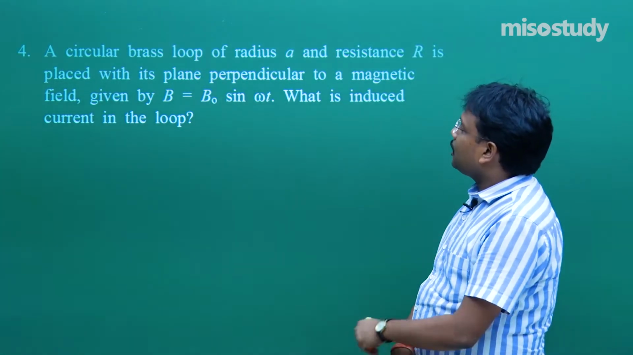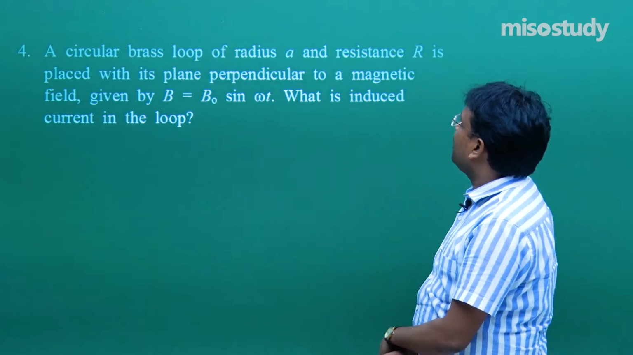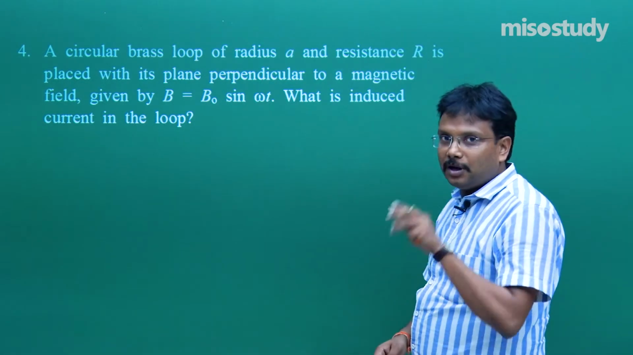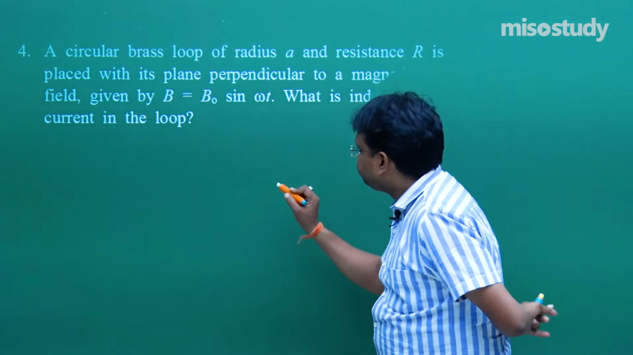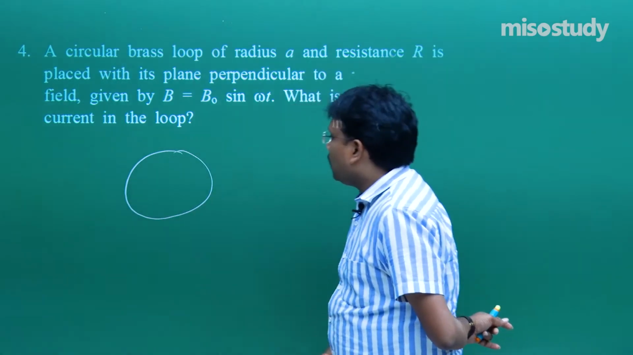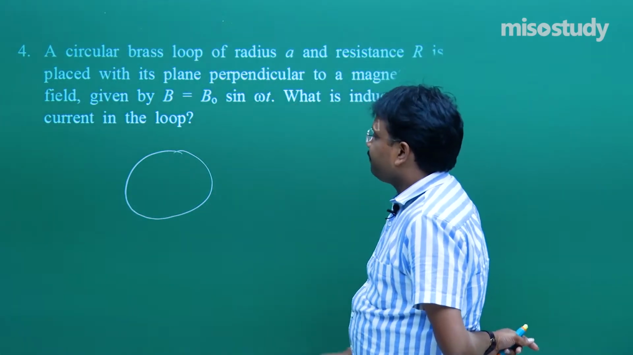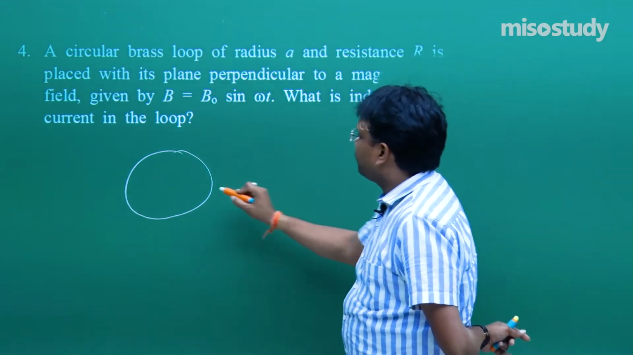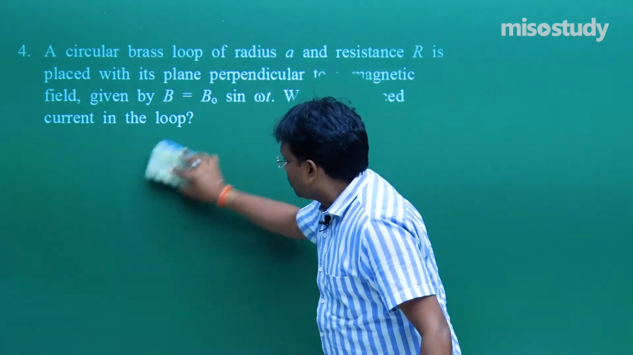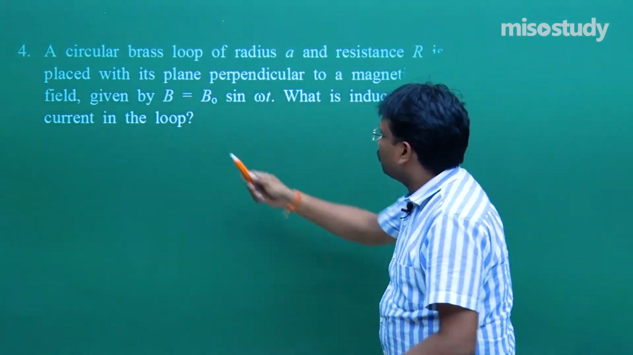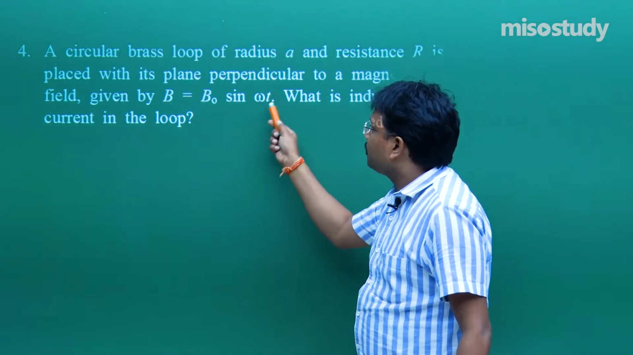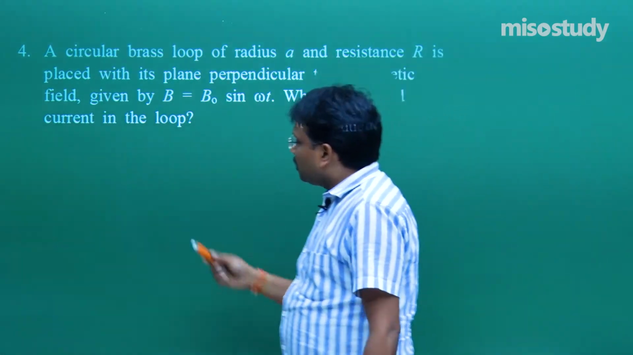Fine. So, a circular brass loop of radius A and resistance R is placed with its plane perpendicular to a magnetic field. Let me draw the diagram. Actually, this is a circular brass loop. First read the second line also. The magnetic field is given by like this. So, you can say the magnetic field is changing with respect to time. Fine. Now, let us draw the diagram.